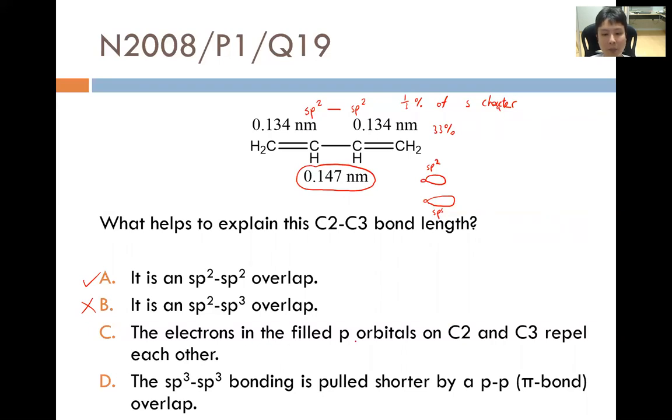The electrons in the filled p orbitals on C2 and C3 repel each other. This is not relevant because the unhybridized p orbital of this carbon overlaps with the unhybridized p orbital on this carbon, whereas this one overlaps with this one, so it does not repel. The sp3 bonding is put shorter by a pp bond overlap. There is not even a single sp3 bonding, so this cannot be true. Okay, so the answer is A for this question.